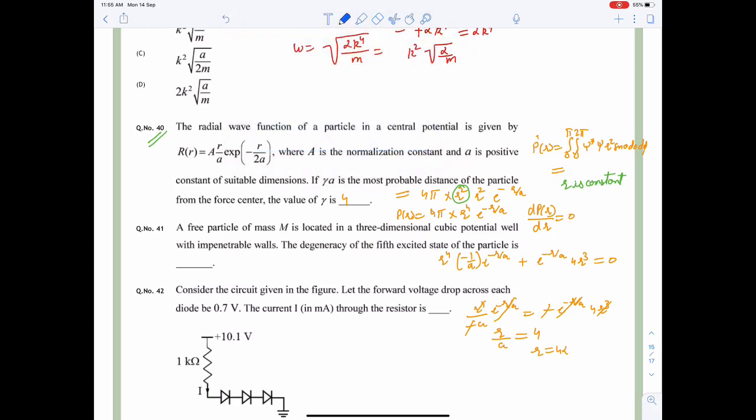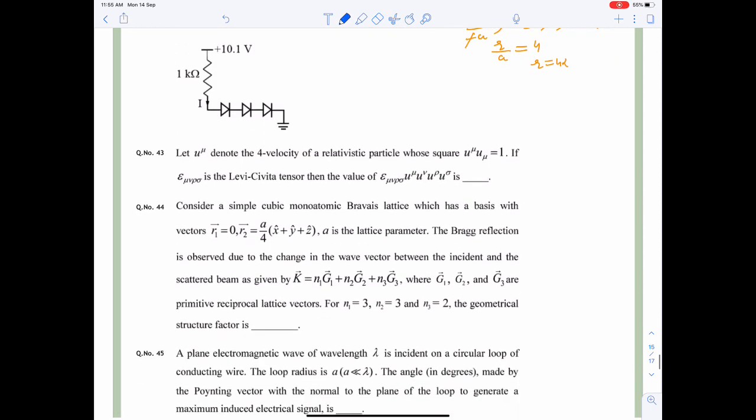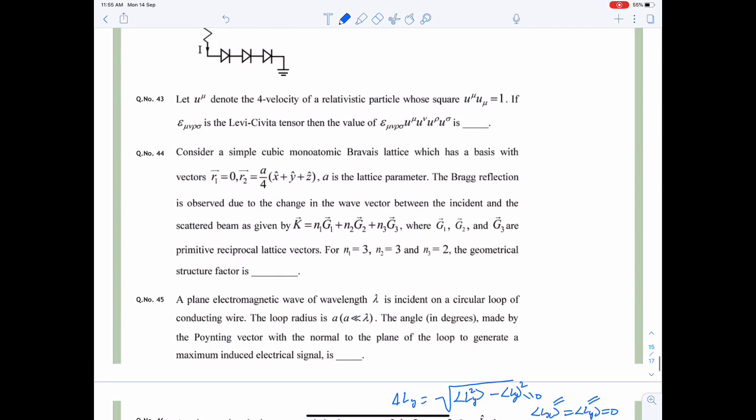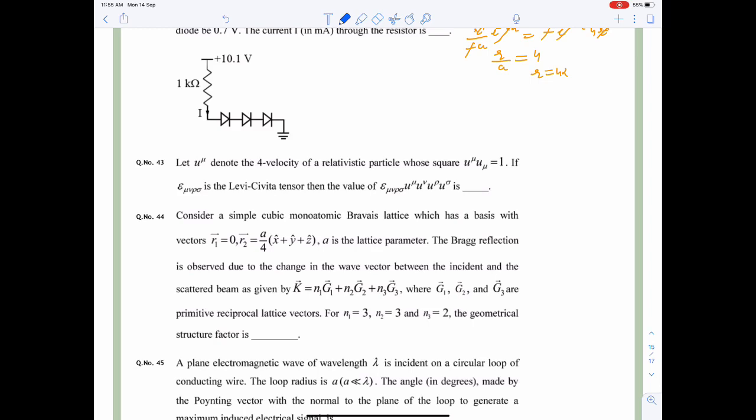Now we can go for question number 43. Question number 43 says you are given the 4-vector, that is your u 4-vector, and one is the Levi-Civita tensor. You know that the Levi-Civita tensor is an antisymmetric tensor, and this 4-vector is symmetric. So the product of symmetric and antisymmetric will be 0.